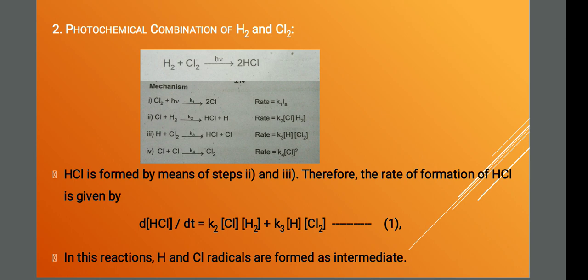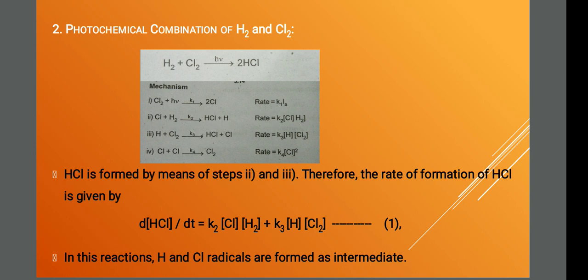And if you take this reaction, HCl is formed by means of step 2 and step 3. Therefore, the rate of formation of HCl can be given as dHCl divided by dt would be equal to K2 into Cl into H2 plus K3 into H into Cl2. In this reaction, hydrogen and chlorine radicals are formed as intermediates. Now we are going to apply steady state principle for Cl radical.